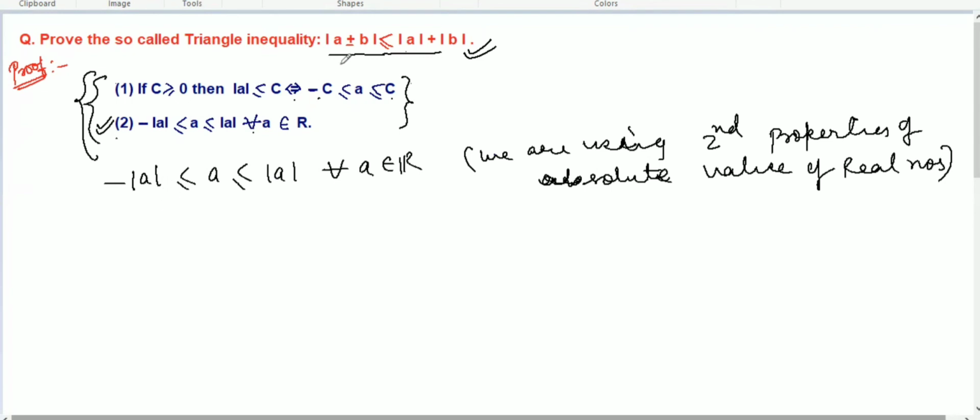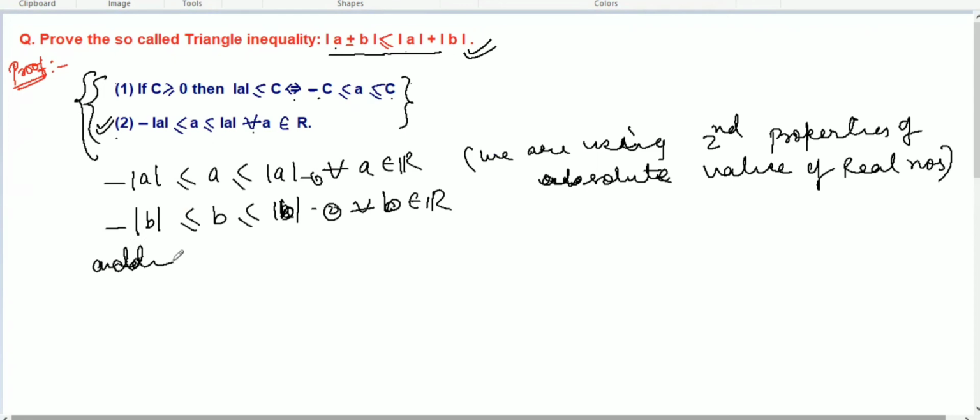So you can take here A and B, two real numbers. I'm going to take another real number B: minus of absolute value of B less than equal to B less than equal to absolute value of B. And what we are going to do, we will add these inequalities. This is the first one and this is the second one, for all A, for all B belonging to real numbers. Adding these two.